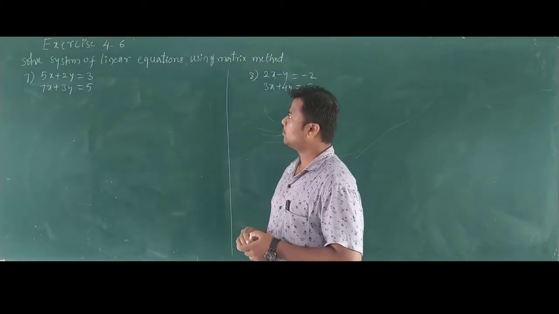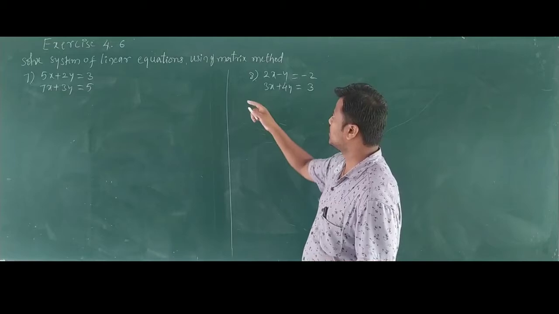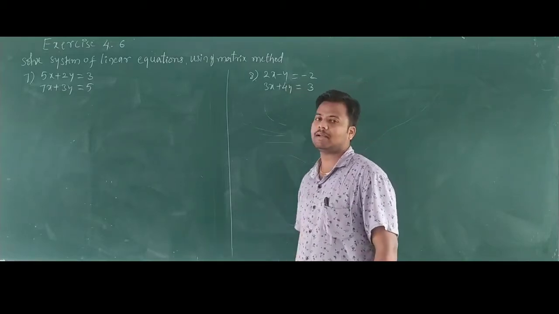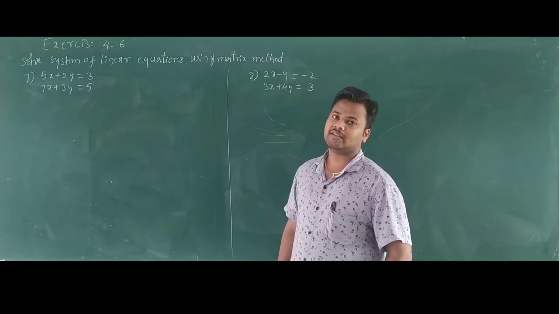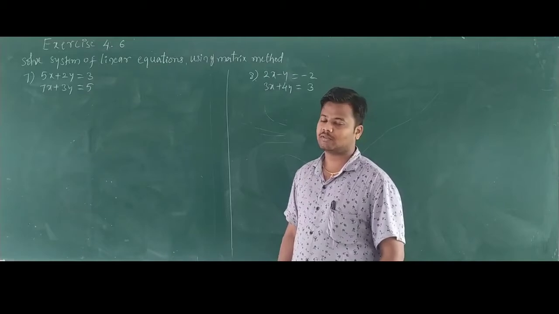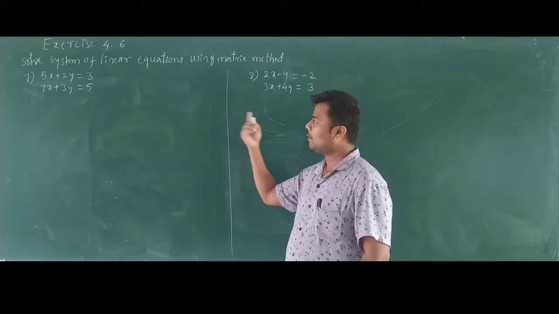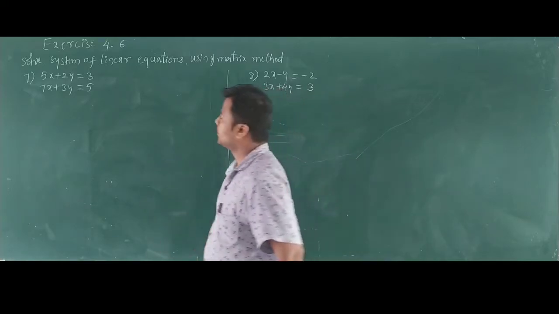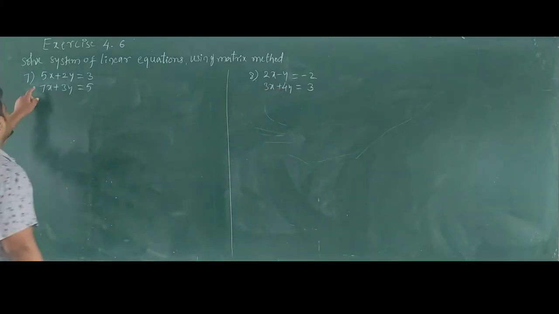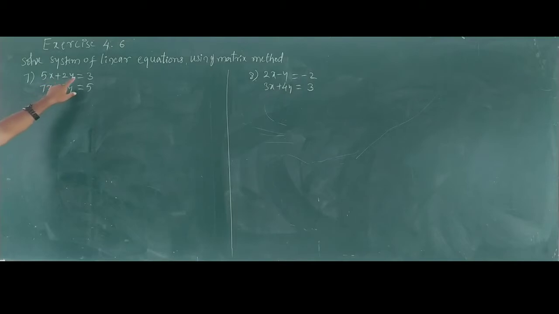Solve the system of linear equations using matrix method. Using matrix method means X equals A inverse into B. So A inverse is given by 1 by determinant of A into adjoint of A. Using that method we can solve this. Okay, first 7: 5x plus 2y is 3, 7x plus 3y is 5. Here, the first solution.